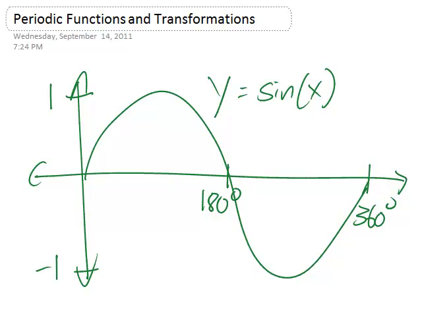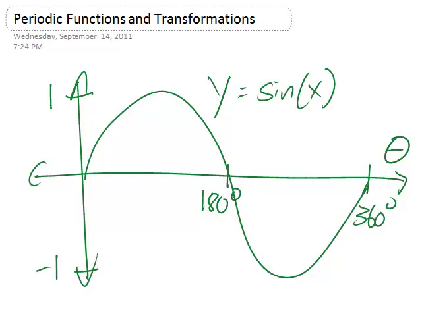All right, this is a quickly sketched sine curve, right? Sine starts at 0, goes up to 1, and then comes back down to 0 when you get to 180 degrees on the theta axis.